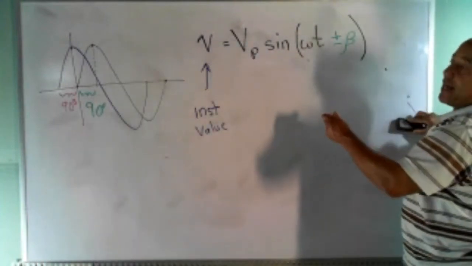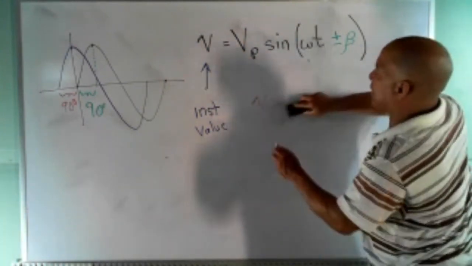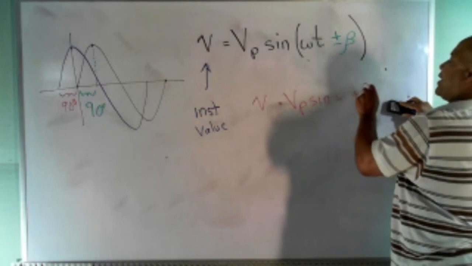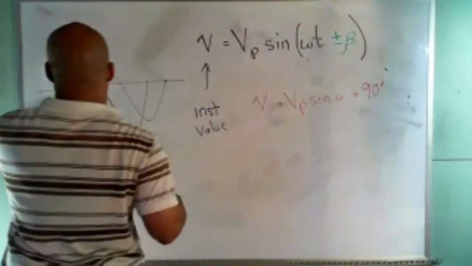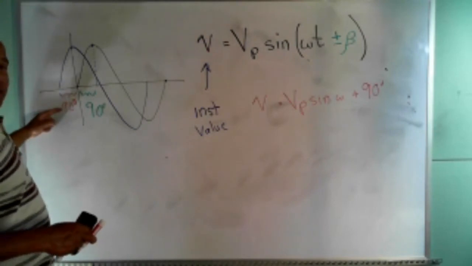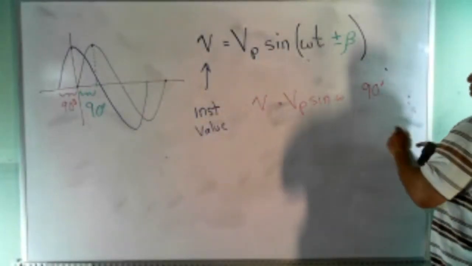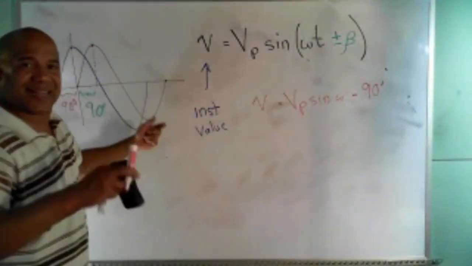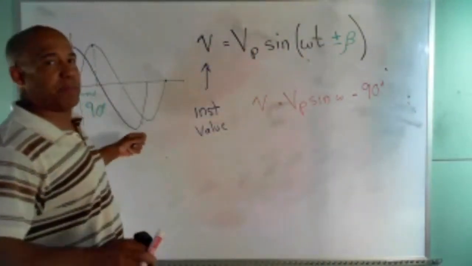Notice I have a plus minus sign there. So if I say V equals VP sine theta plus 90 degrees, if that's a plus sign, what that means is I took the sine wave and I pulled it back this way. I pulled it in the negative direction. And that would be a plus phase angle. If I have a minus there, that means I started in the standard position and I pushed it the other way. So it's kind of counter to the way you would think about it. You would think that if that's a plus sign, I'm pushing it towards the plus, and I'm pulling the minus towards the minus, but it's the opposite of that.